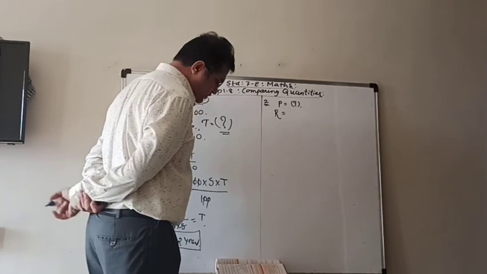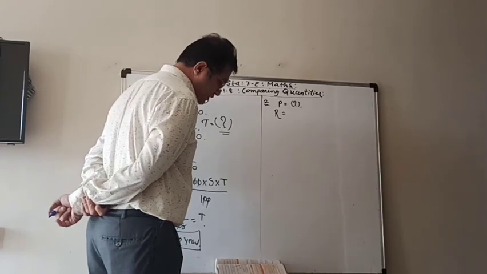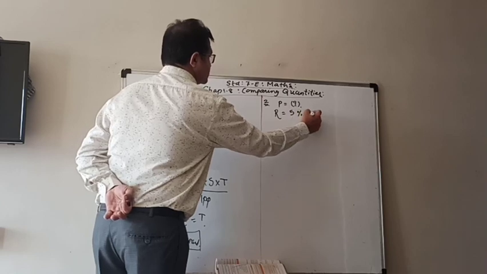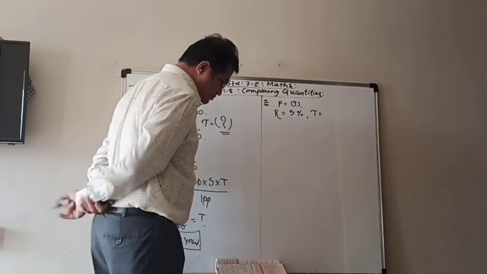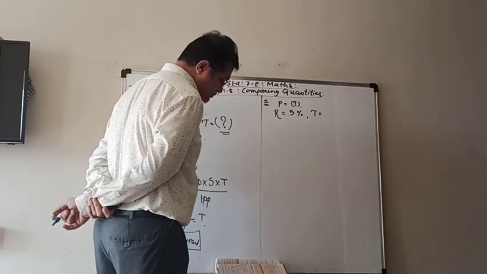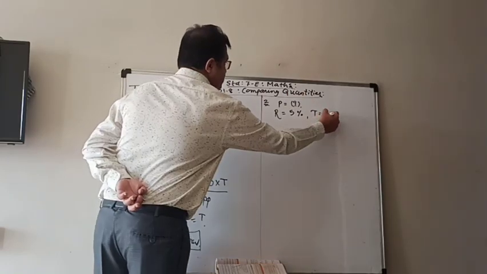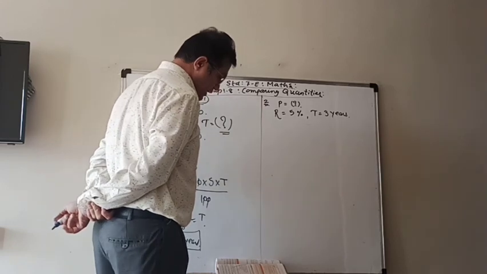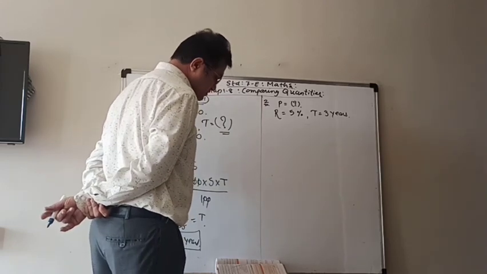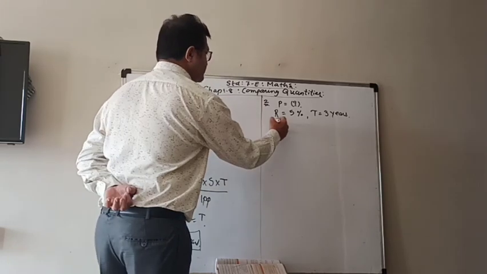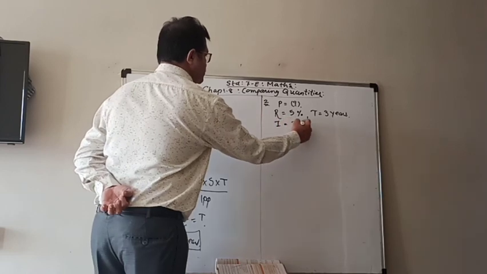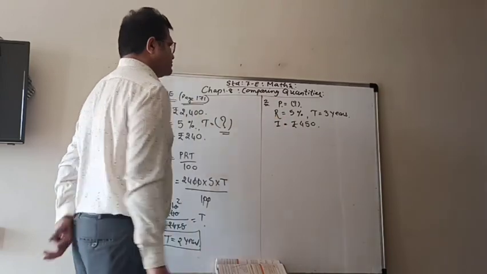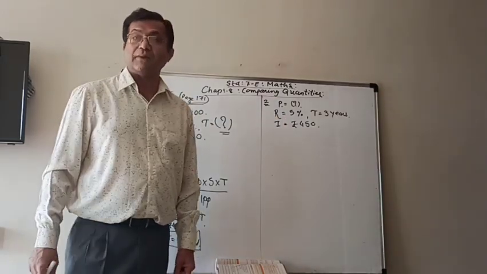Rate of interest is given how much? At 5% rate. Time is also given how much? After 3 years. So T is equal to 3 years. And interest is given, rupees 450. I is equal to rupees 450. So now we have to find the value of P, principal amount.